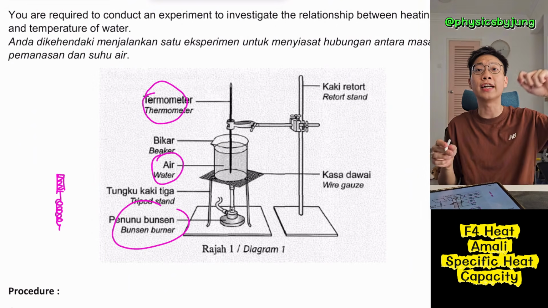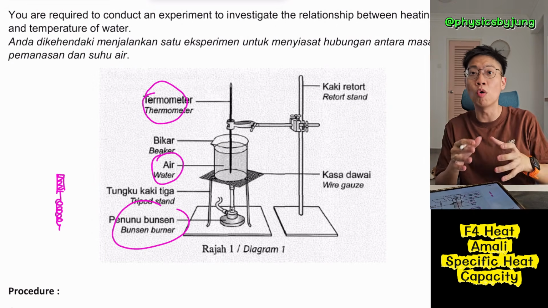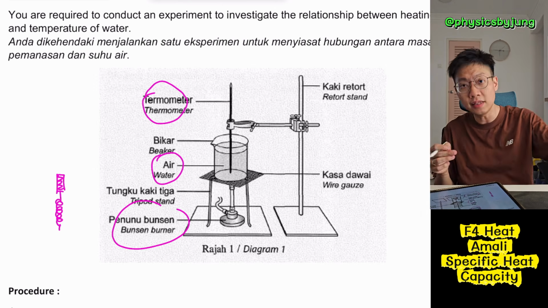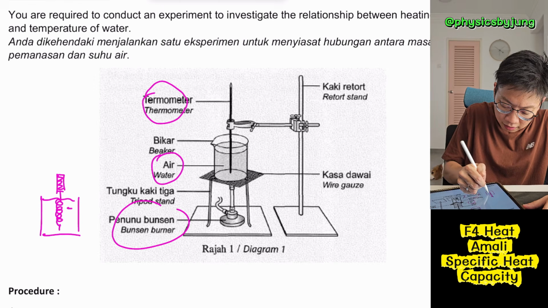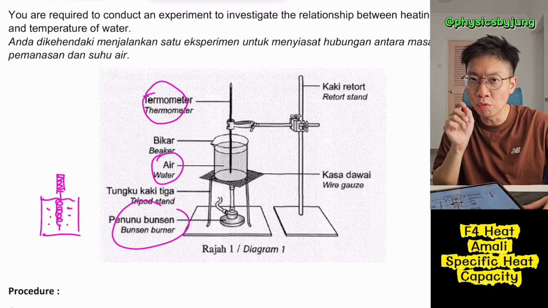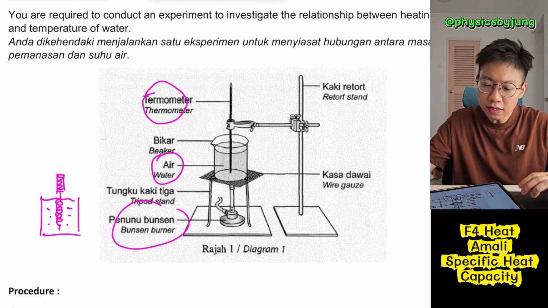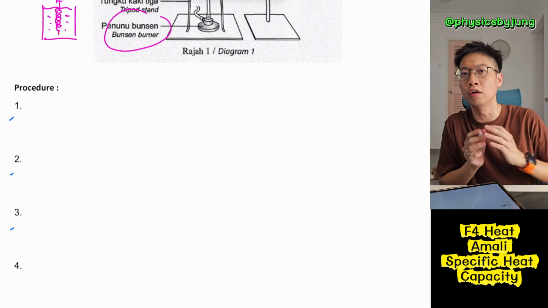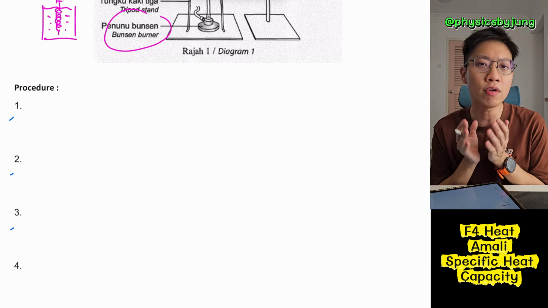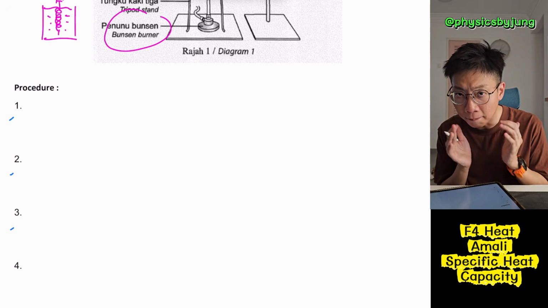So an immersion heater is actually a rod that you will add into the water, you hook up the electricity, then it will start to heat up the water. So those are the things that you know it is going to be a heat Amali. Now, in this experiment later, I will tell you how to write out a good procedure, even if you forget to memorize the procedure.